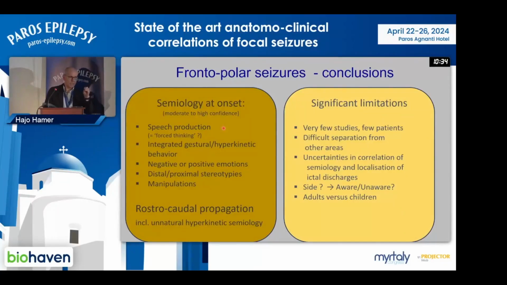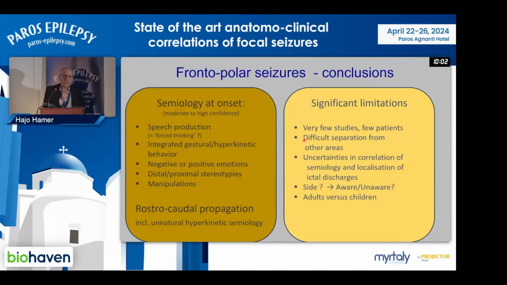Summarizing, I'm done with my time. Okay, so what do we have here? I think we have an eloquent area, but we have very, very significant limitations to be really confident, or highly confident, about what we are talking about. What are the limitations? I tried at least for 30 minutes to find the studies. Actually, it took much longer than 30 minutes.